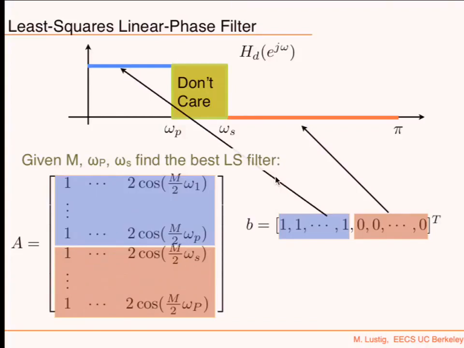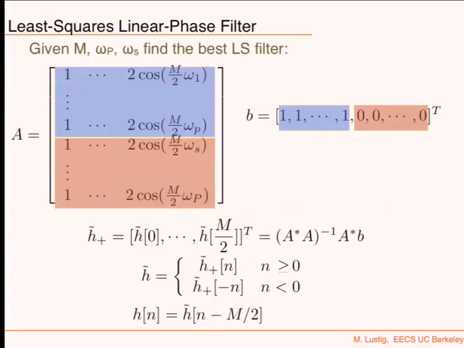Okay, so once I solve this, I get h tilde, but only the positive part of it. I only get the positive part of h tilde. I only get h of 0 all the way to M over 2. Okay, that is the result.